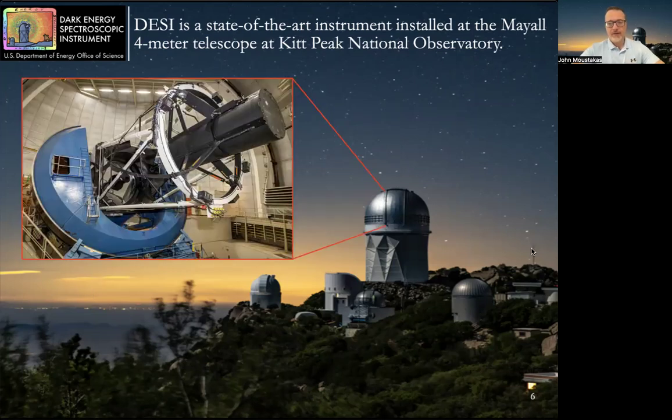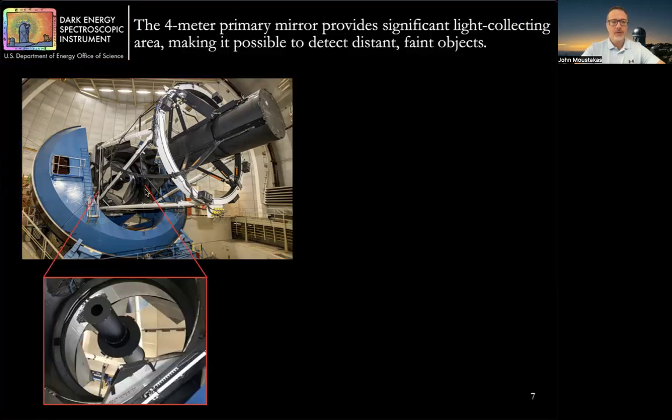And so DESI is within the dome. Here she is. So let me take you on a quick tour. The Mayall telescope has a 4-meter mirror. You can see here, highly reflective to collect as many photons as possible.